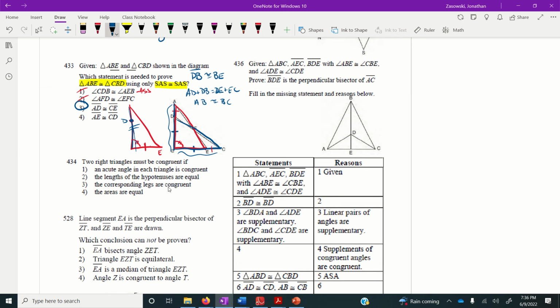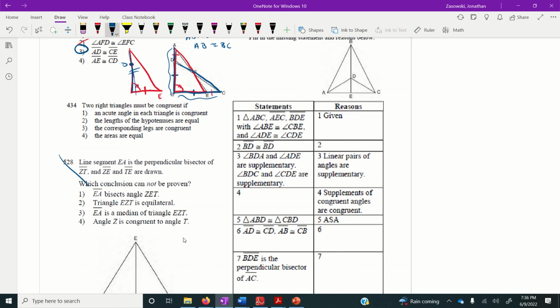The last one, AE and EC, having this side equal instead gives us angle, side, side, and that's another donkey theorem. All right, let's go down the line here. We also don't need to do 528 because we did it above, even though the number's different. But 434, two right triangles must be congruent if. So if we have two right triangles, okay, why would they need to be congruent?